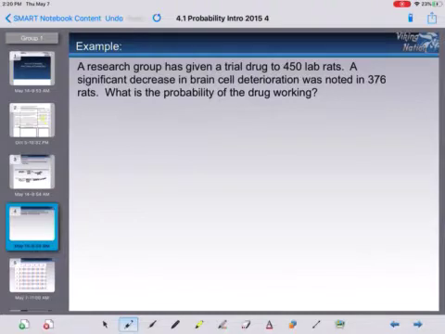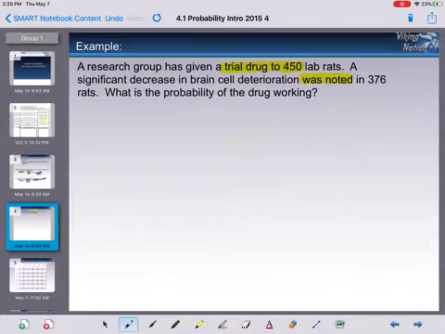Okay, so let's take a look at an example. A research group has given a trial drug to 450 lab rats. Significant decrease in brain cell deterioration was noted in 376 rats. So this was already noted, okay? It was already given. Trial drug was already given to 450 rats. So this is telling me that we're actually calculating experimental probability.